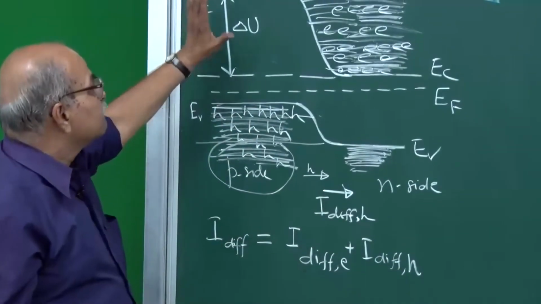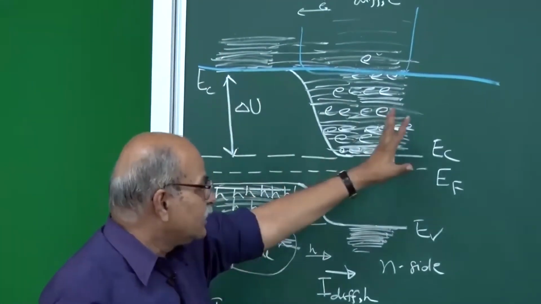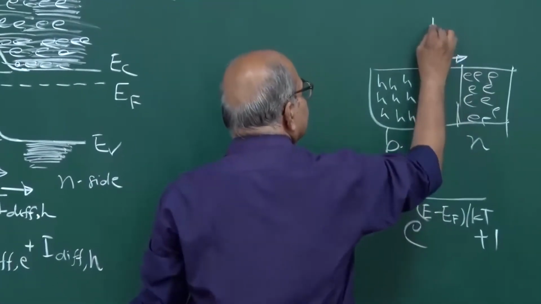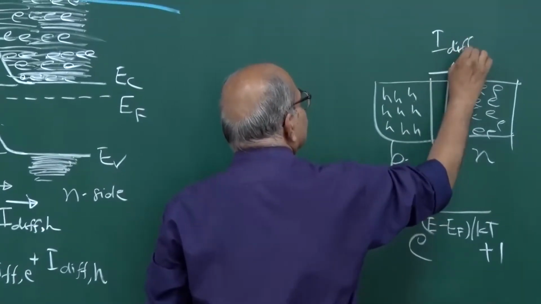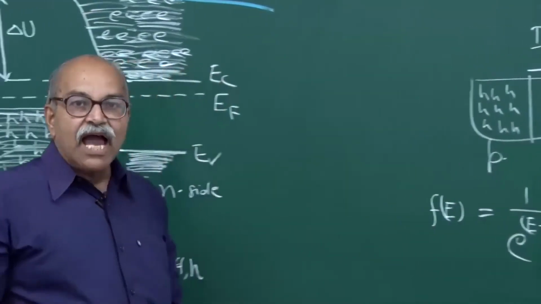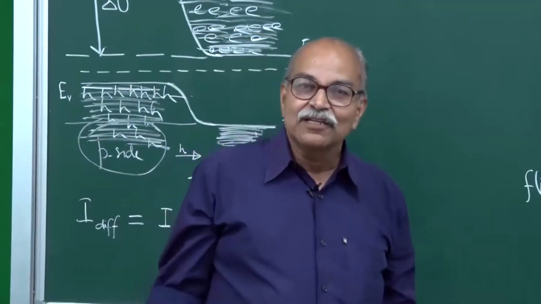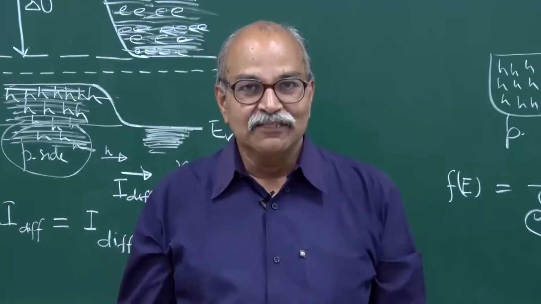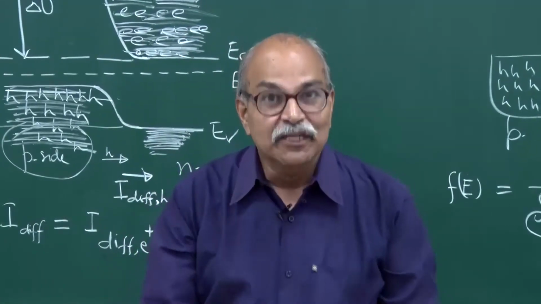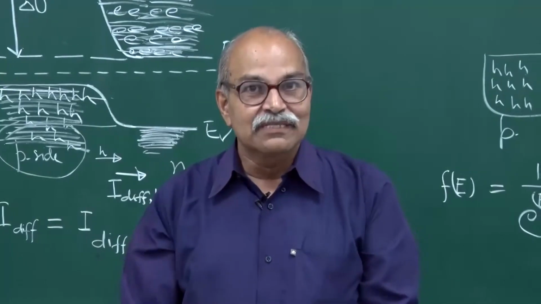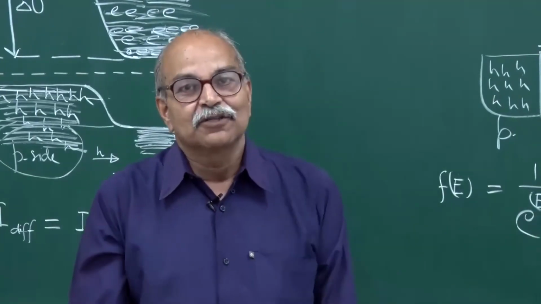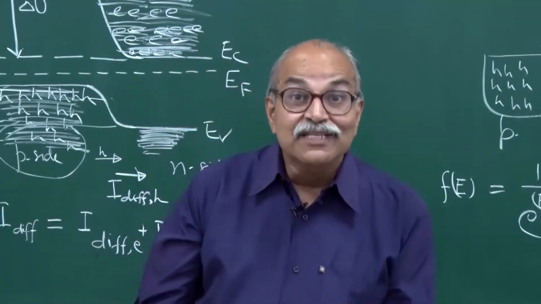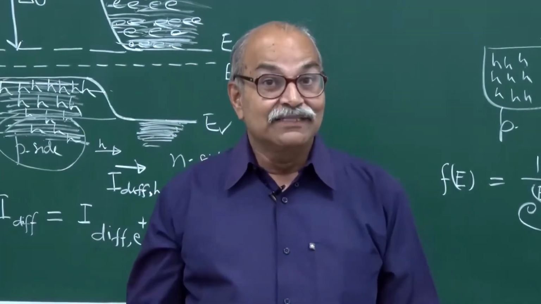So you have a current from p side to n side. In this diagram, you have a current in this direction, I diffusion. But then we have not connected this p-n junction to any circuit, no cell, no battery, nothing. It is just lying there on the table. So how can there be a current through this junction, through this system, without charges accumulating at some places?